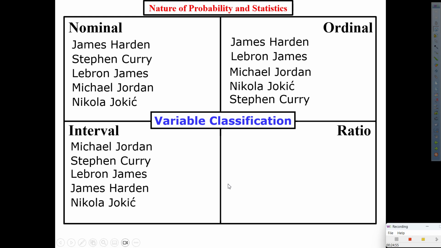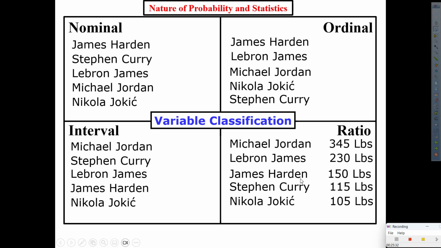And the last one. Here we go. Here are the bench presses of each of them. Can I create fractions or ratios using those numbers? Yes. All right. Not bad, not bad.